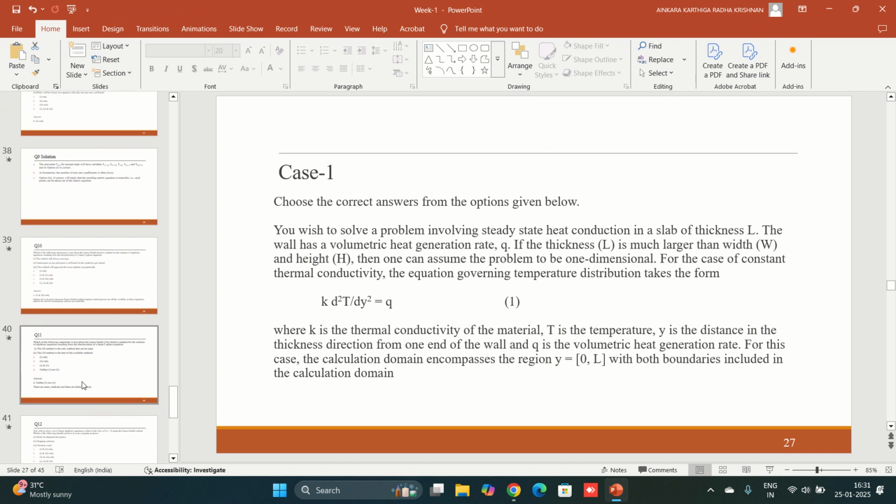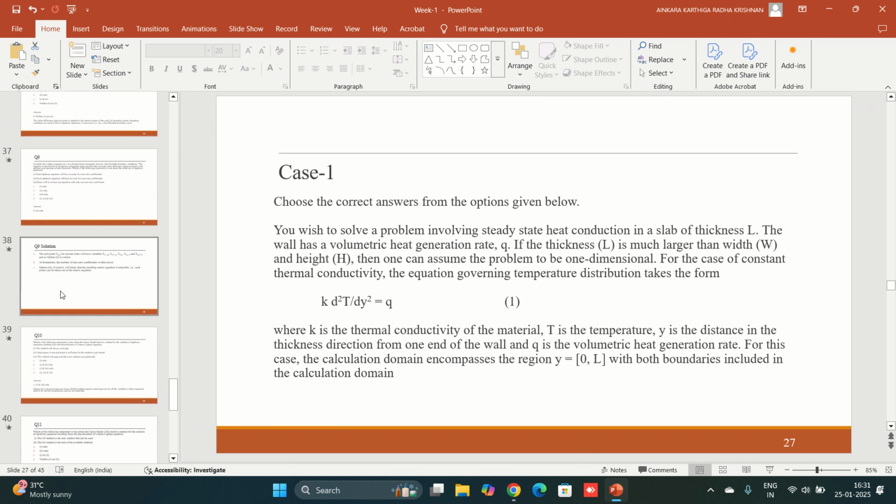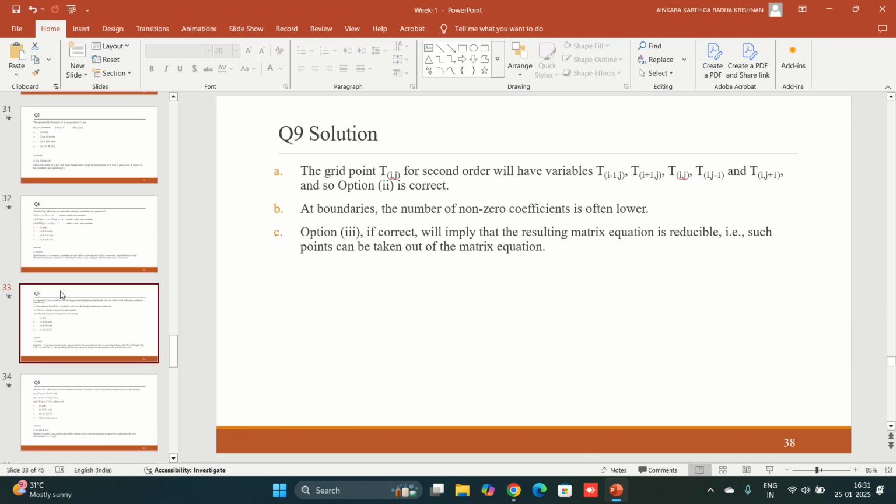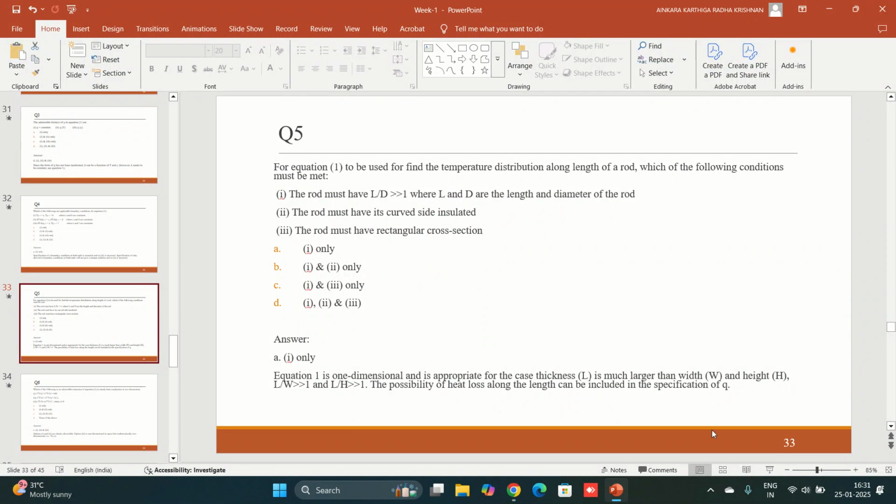I mean, one dimension is larger than the other two dimensions. That is the takeaway. Don't mind the variables being used, whether it is height or thickness or width, whatever it is. One dimension is larger than the other two dimensions.